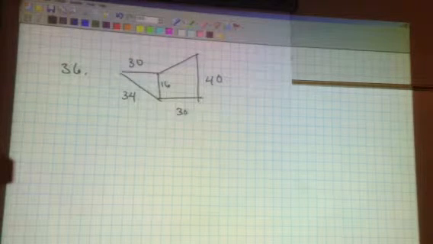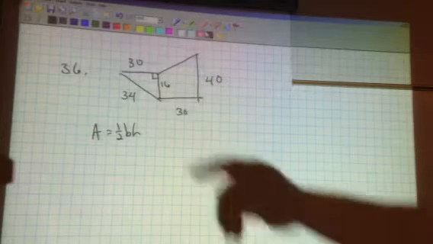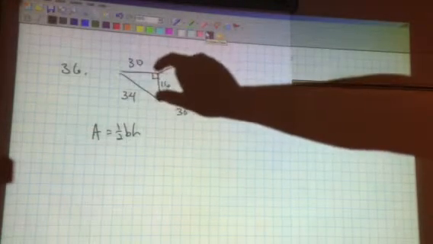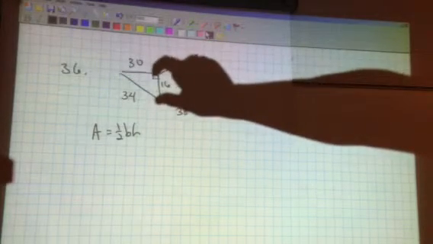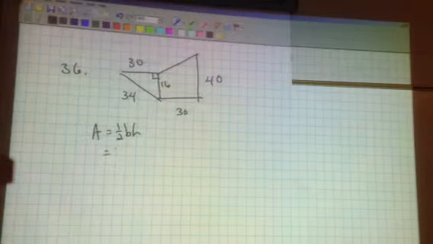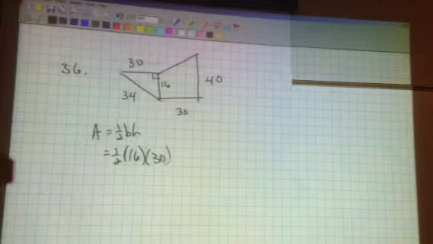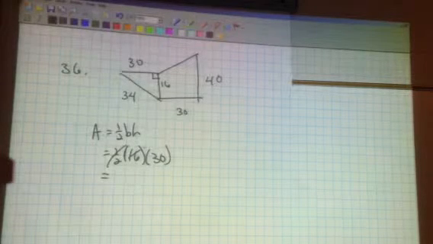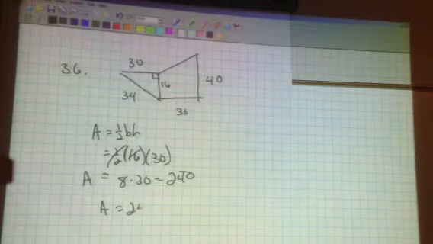So I'm going to take the area of the triangle on the left here, and I'm going to use 1/2 base times height. Of course, this is my right angle up here. So I really would think of this as my base. I mean, you can kind of switch the shape over, but this would really be the base. This would be the height of it. So it's really 1/2 of 16 times 30, which equals half of 16 is 8 times 30. That's going to be 240. So the area of the triangle is 240.